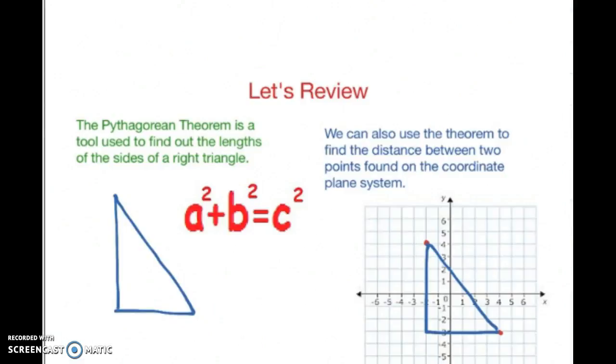Today we learned that the Pythagorean theorem is a tool used to find out the lengths of the sides of a right triangle. We also learned that we can use the Pythagorean theorem to find out the distance between 2 points on a coordinate plane.